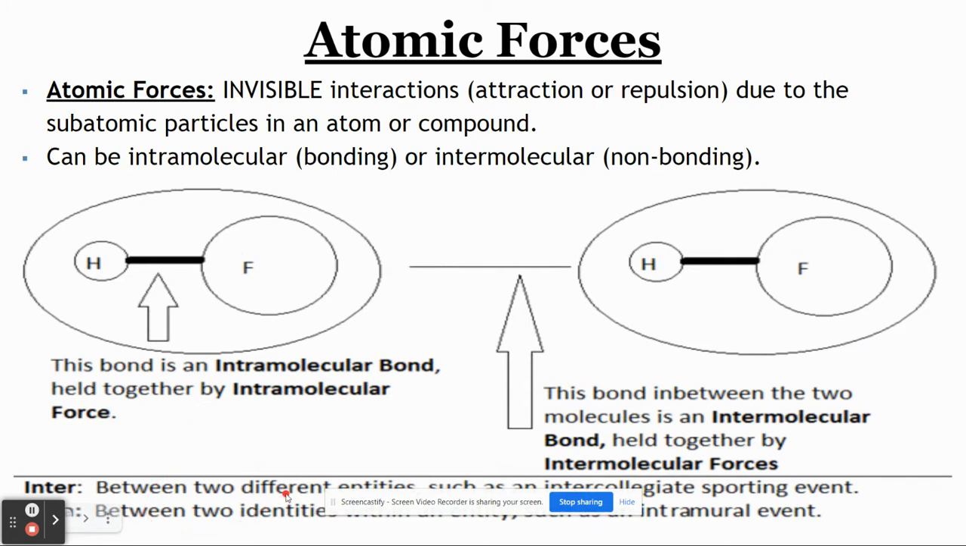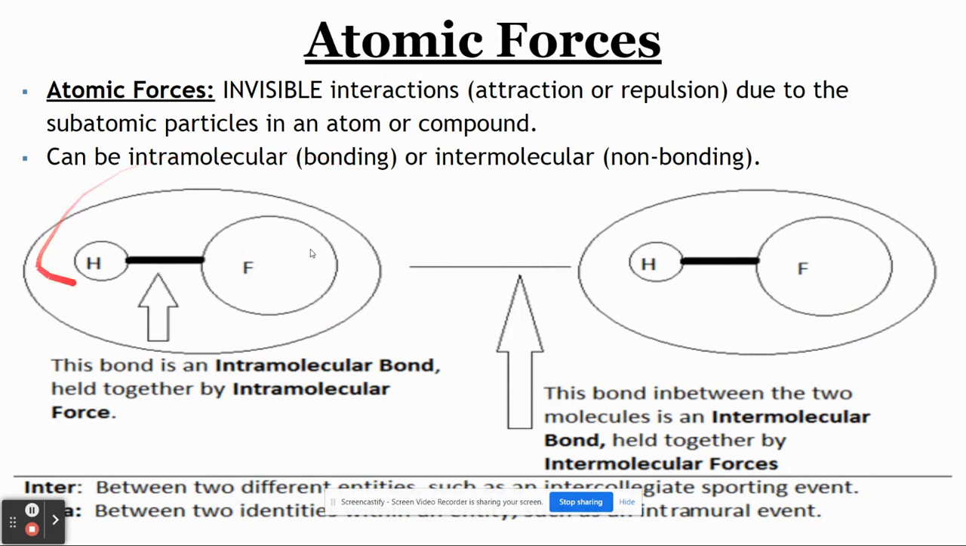First of all, we need to understand what an atomic force is. An atomic force is an invisible interaction, and that can mean an attraction or repulsion, so two things coming together or being pushed away from each other, because of these subatomic particles in the atom or in the compound. So there's two main types of atomic forces. There's the intramolecular, that means within, and it's sometimes called a bonding force, and then intermolecular forces, which are called non-bonding forces. So let's take a look at that here.